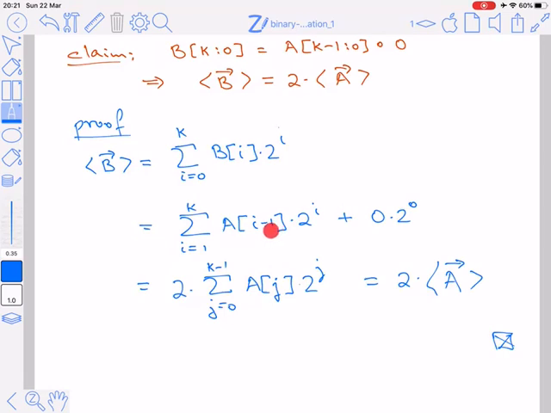Now what I do is a change of variables. I change the i minus 1 to j, and therefore the range goes from 0 to k minus 1. a_(i-1) becomes a_j, and 2 to the power of i becomes 2 to the power of j times 2. Now this power series is the number that is represented by A. So I get that the number that is represented by B is 2 times the number that is represented by A. And that completes the proof and also the chapter. Thank you.